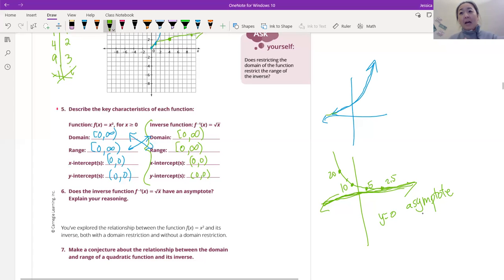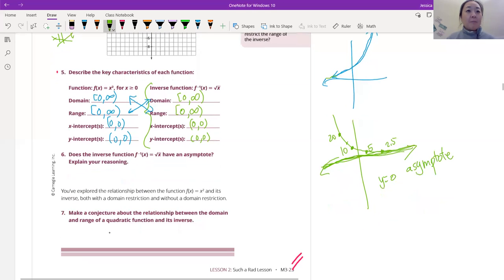So there we go. But we'll talk more about asymptotes later on, because we can not only have horizontal asymptotes, we can also have vertical ones and diagonal ones. I'm just saying. And we've already made a conjecture about the domain and the range of a quadratic function as inverse. We switch it. I can't switch both of them, then it's the same thing. But yeah, there's the end of that.